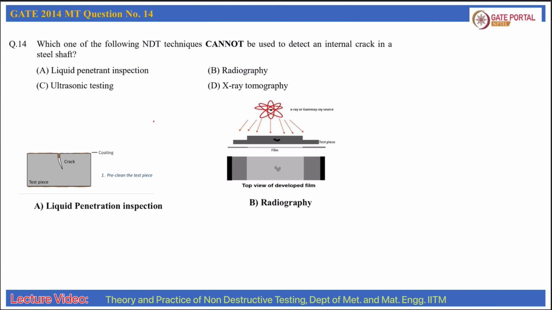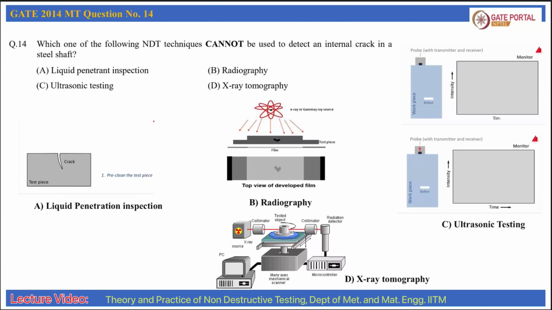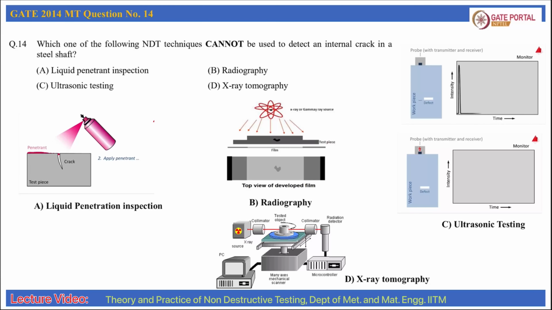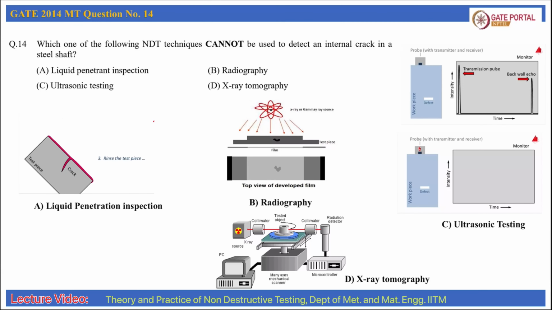Option C is ultrasonic testing. In ultrasonic testing, there is a probe with a transmitter and receiver. First, a sound wave is transmitted from this probe, so you will get a transmission pulse. If there is no crack in the sample, when this wave reaches the end of the sample, at that time you will get a back wall echo pulse.